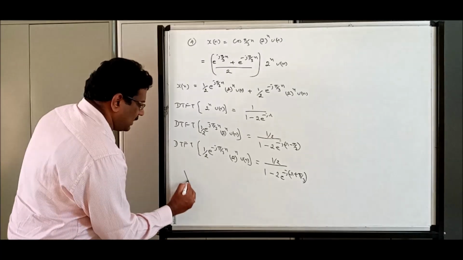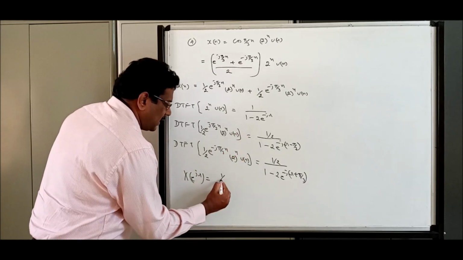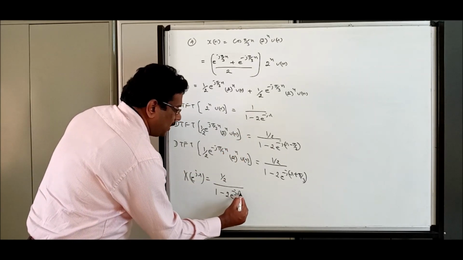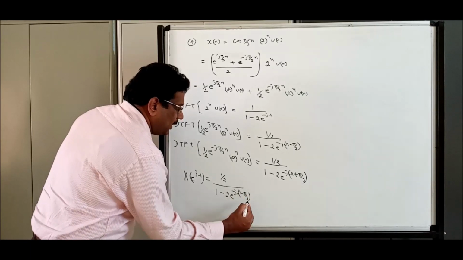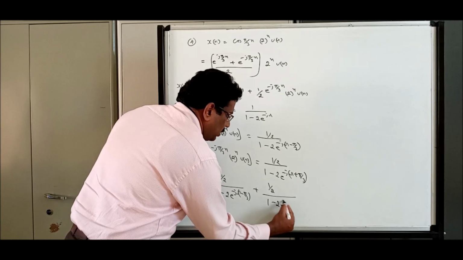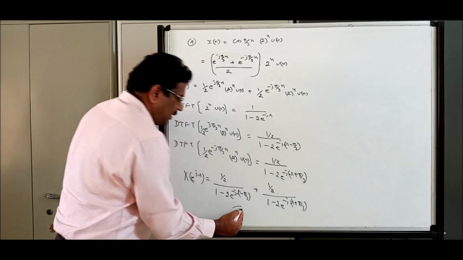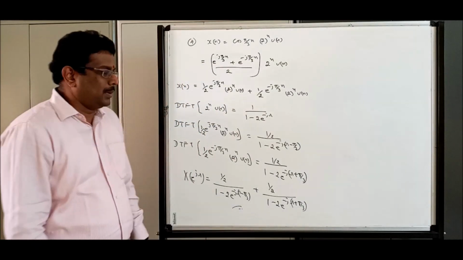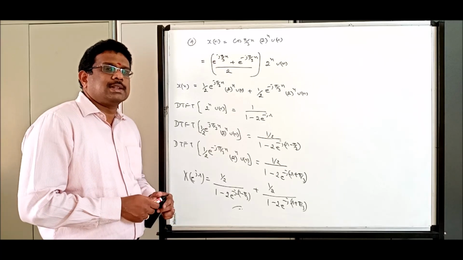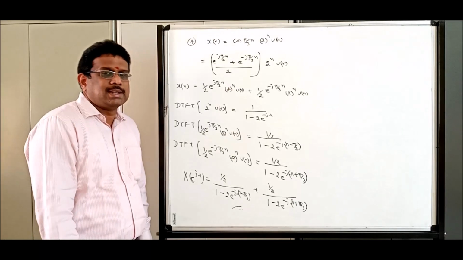So the final answer, X of e power j omega equals the first answer, 1 by 2 divided by 1 minus 2 e power minus j omega minus pi by 3, plus 1 by 2 divided by 1 minus 2 e power minus j omega plus pi by 3. With this, we can conclude this problem. I am concluding this session. In the next session, we will discuss inverse discrete time Fourier transform.